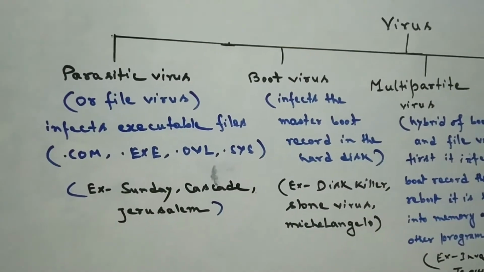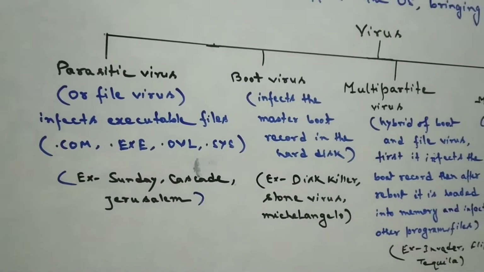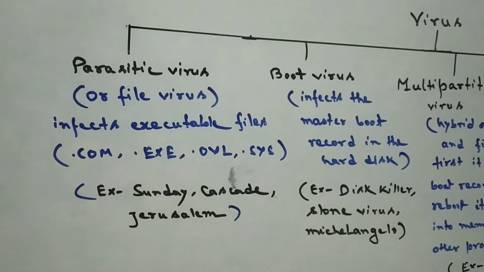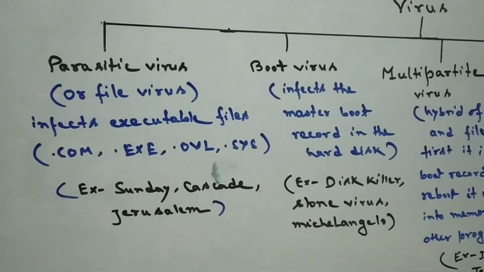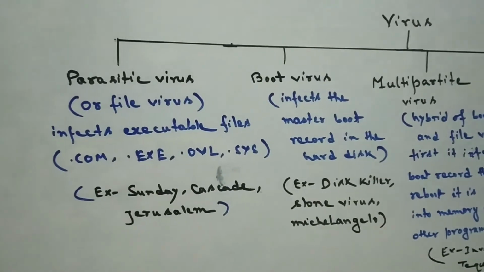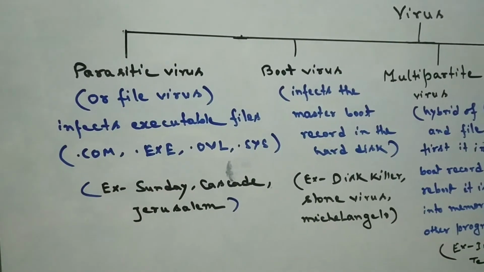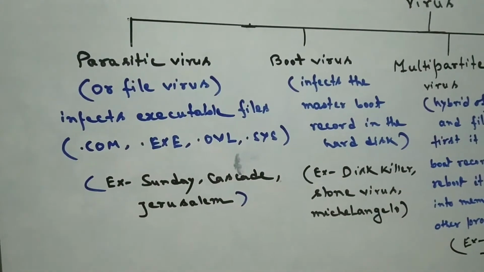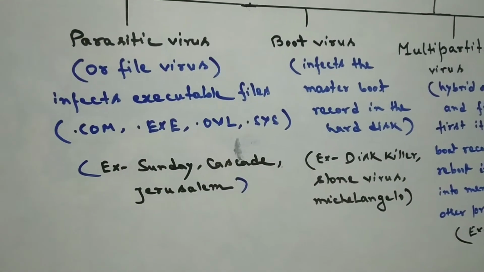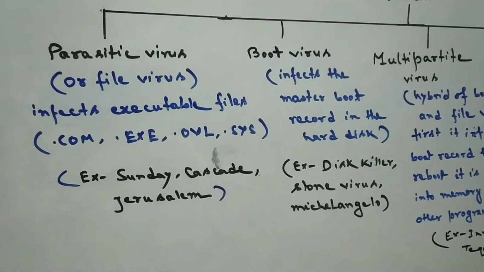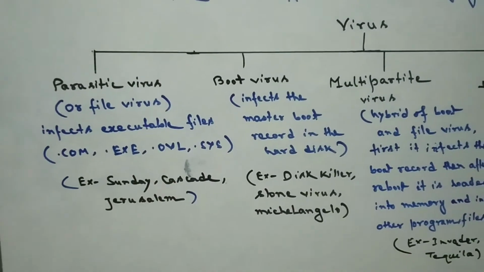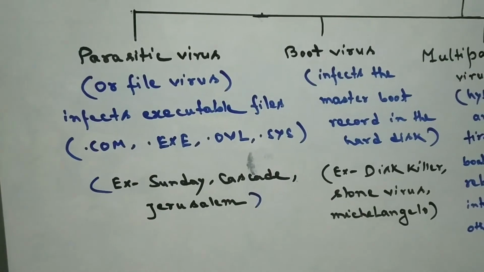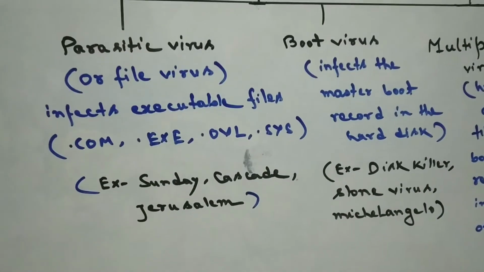So .com, .exe, .obl, .sys, these are examples of some executable files. Now here is another thing. These things are known as extensions. That means .com, that com is the extension. .exe. The suffix after the dot is known as the extension. So this extension denotes which kind of file it is. That means .exe means it is an executable file.